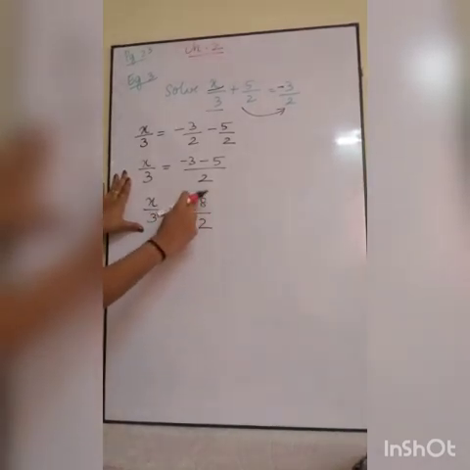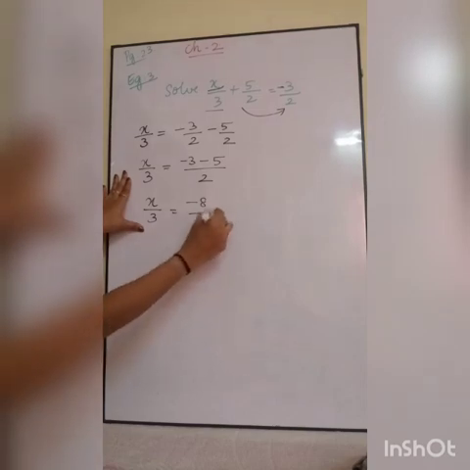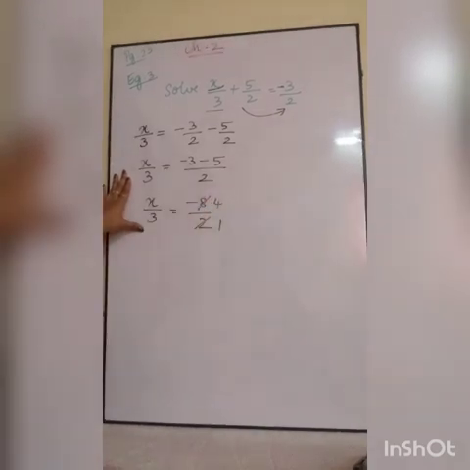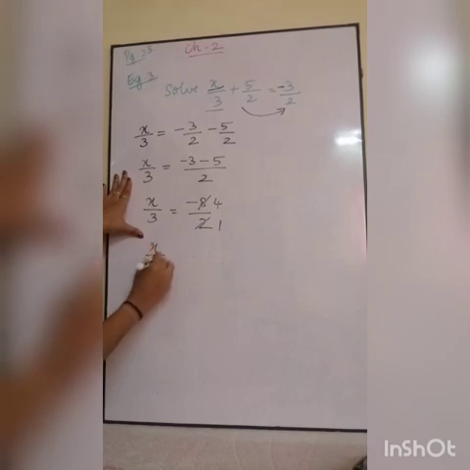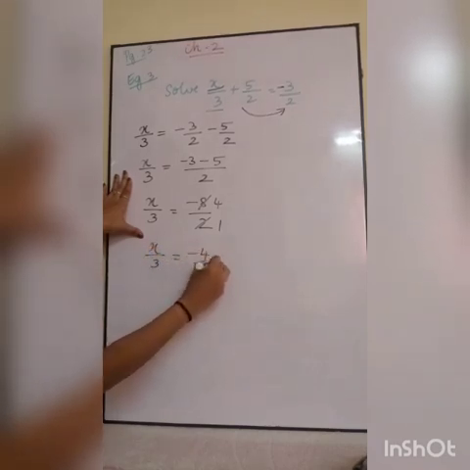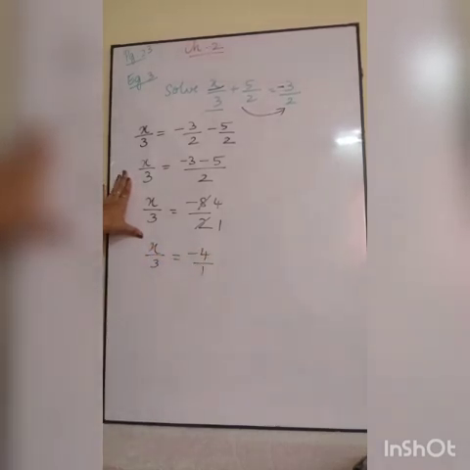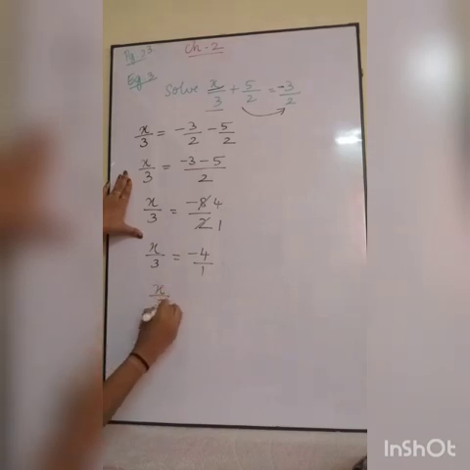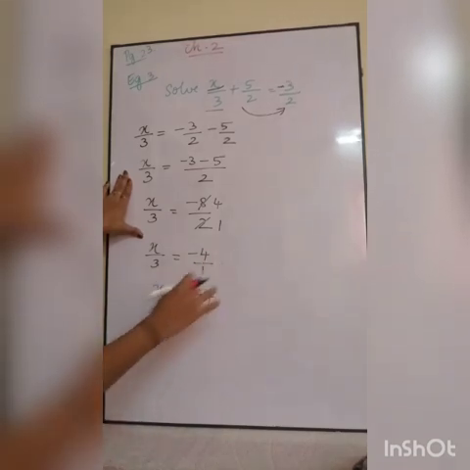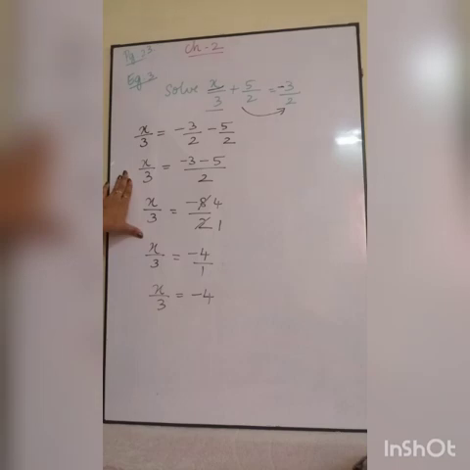Now, can we cancel this? Because 2 ones are 2, 2 fours are 8. Now x by 3 will become minus 4 by 1. Right? So now x by 3 will become minus 4, because minus 4 by 1 is minus 4.